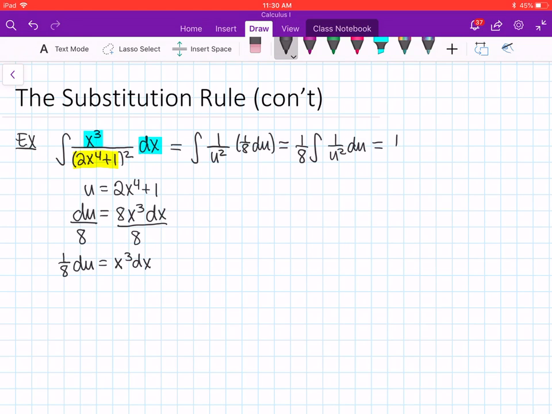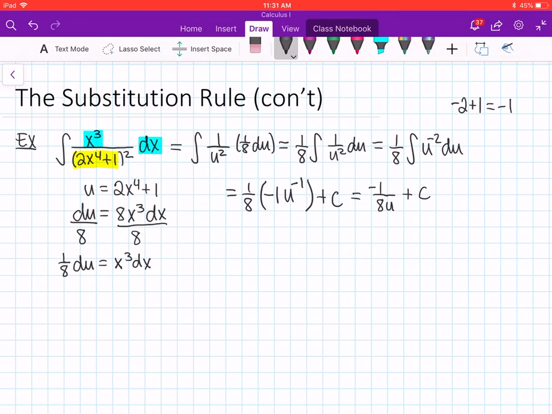We can write that as u to some power and be able to take the antiderivative using the power rule. Okay, so we have that. We're going to add 1 to our exponent. So u just off to the side, -2 plus 1 gives you -1. So you got u to the -1, and then 1 over your new exponent, which is -1. Alright, and then we're going to have plus c. Now we're going to simplify this. So 1 over 8, and then we can bring u to the denominator, and then plus c.